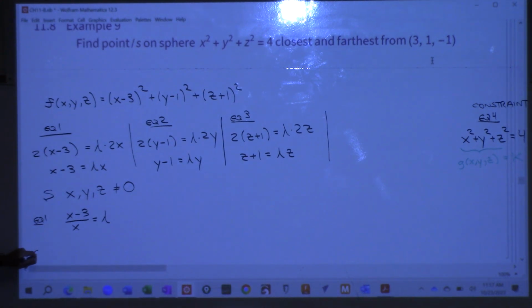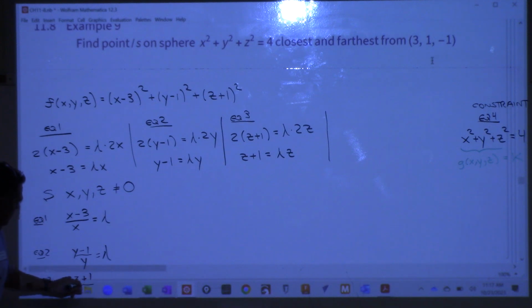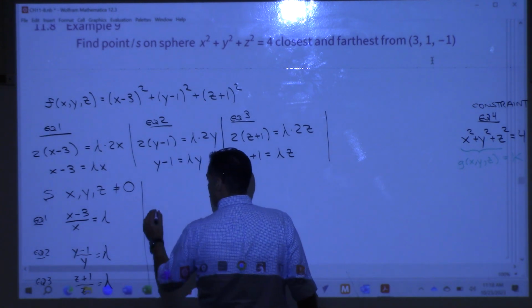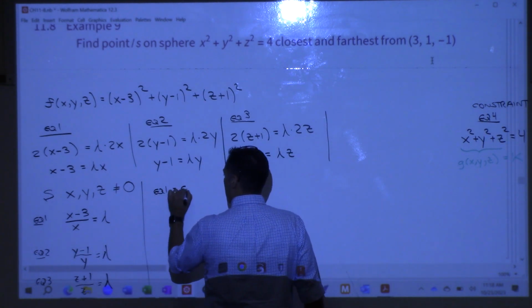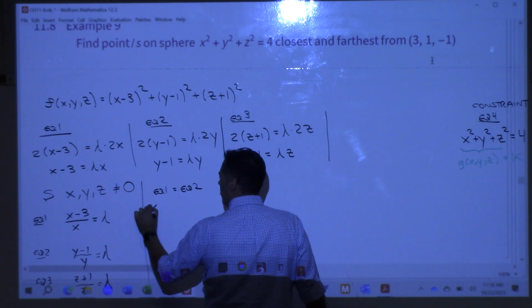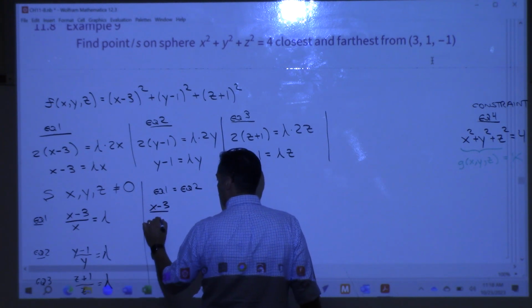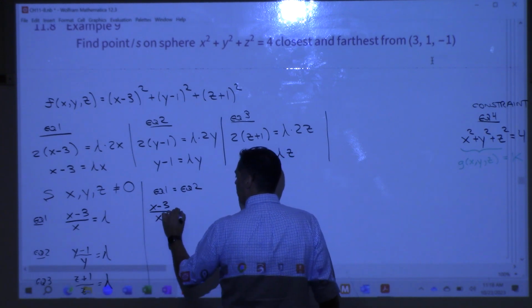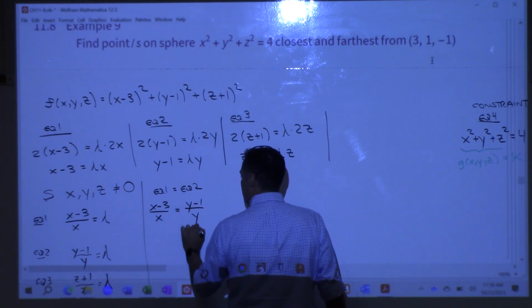And then what does equation 2 tell us? Y minus 1 over y equals lambda. And then the third equation, I'll squeeze it in right here, says that z plus 1 over z must be lambda. But that means I can set any of these equal to each other, can't I? So let me set equation 1 equal to equation 2, and let's see what we get. X minus 3 over x must equal y minus 1 over y.